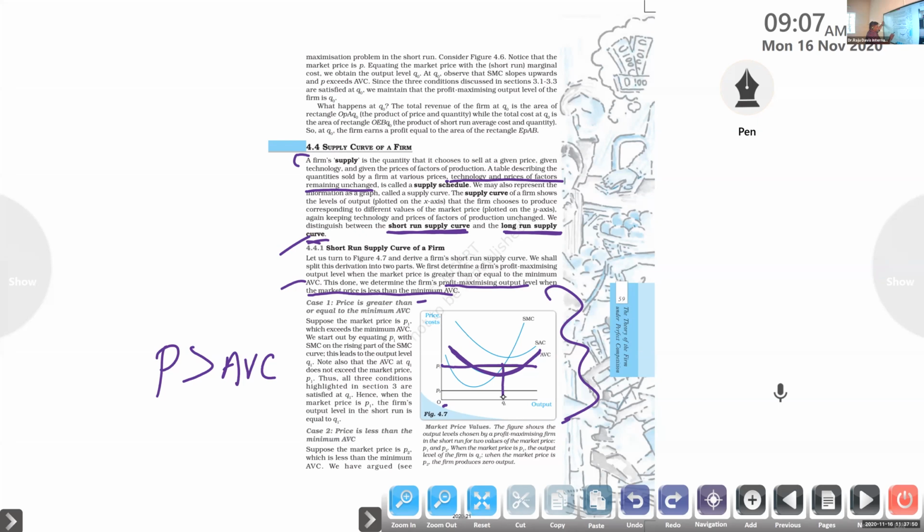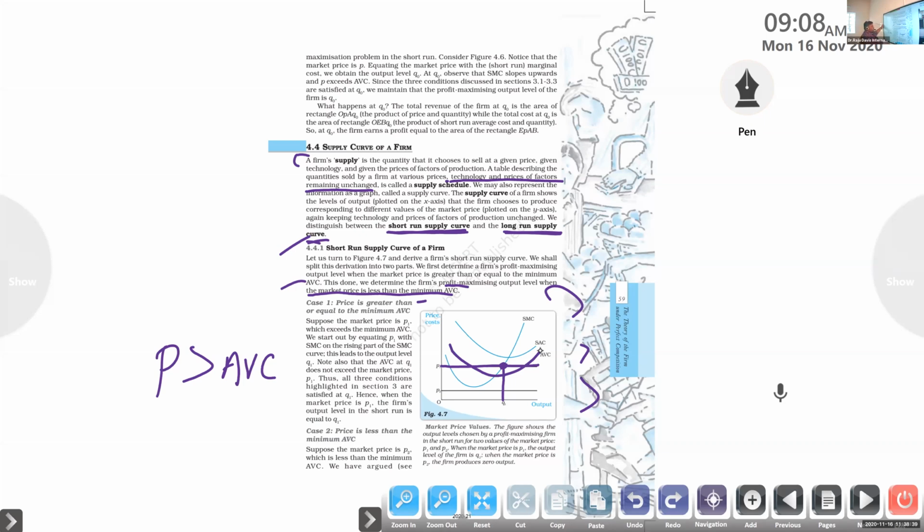We start out by equating P1 with the SMC on the rising part of the SMC curve. You can see this is the SMC curve, short-run marginal cost. So we are equating the production here, this line and this one. At this point, quantity one is touching the SMC curve. AVC is less than that price. While we are producing quantity one, the AVC curve is just below the price line. So it is a profitable one.